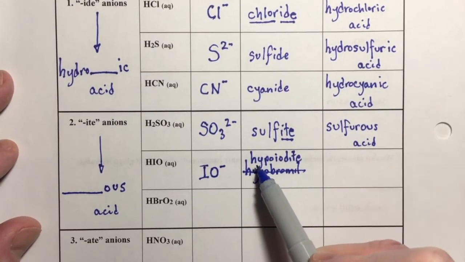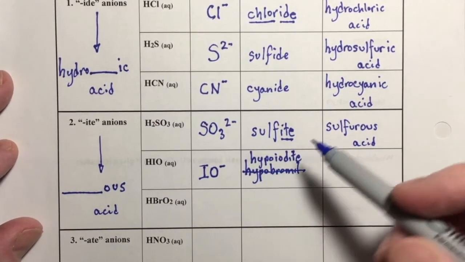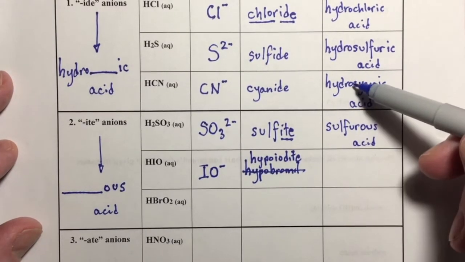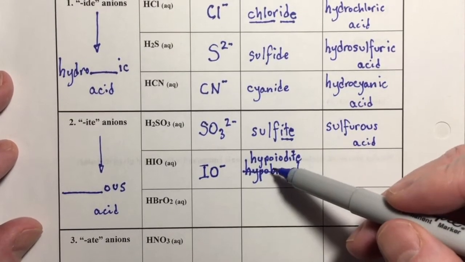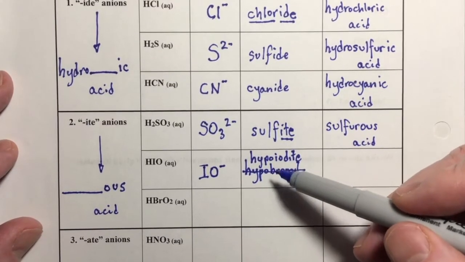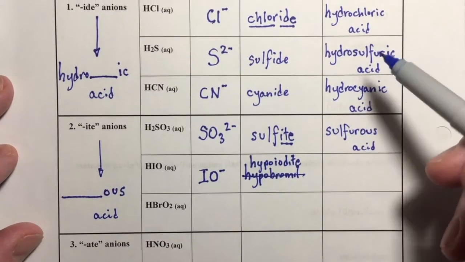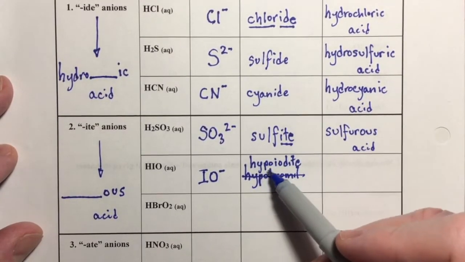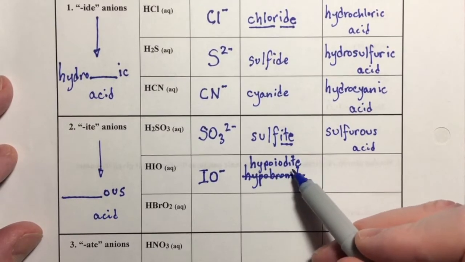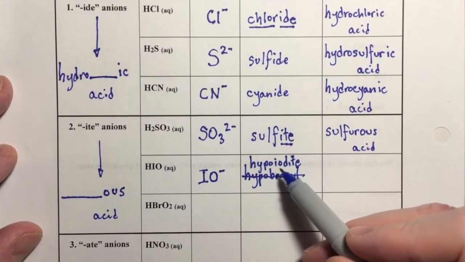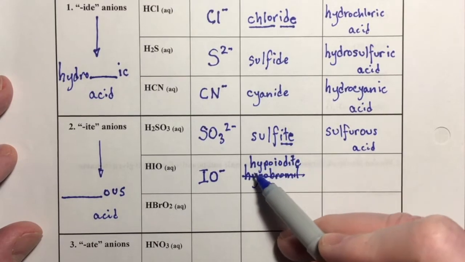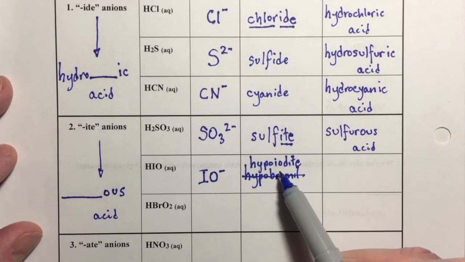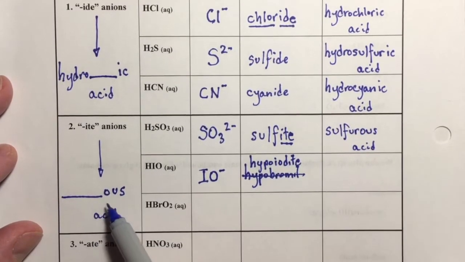Notice that this prefix hypo, HYPO, is not the same prefix that we used up here, hydro. We will never encounter hydro and hypo in the same acid. Hydro prefixes only happen when the IDE ending is on the anion. Hypo anions only have ITE endings. So this is the name of the anion. It's the hypoiodite anion. And we are now going to use that to determine the name for the acid.